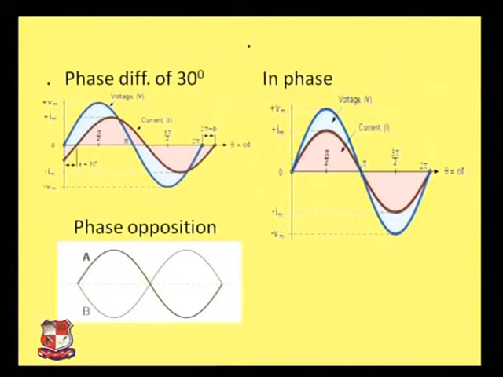Here the voltage waveform is taken as the reference, and the current lags behind by 30 degrees with respect to voltage. And in the figure of in phase, voltage and current have a zero value and maximum value at the same time, so it is called in phase quantity.